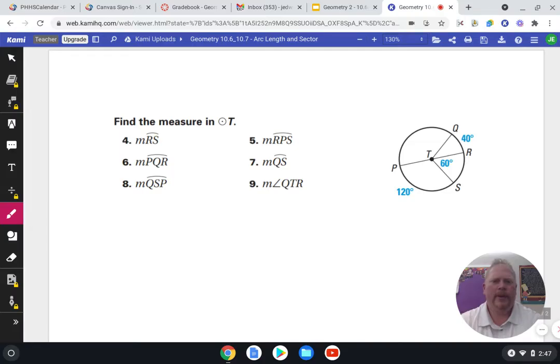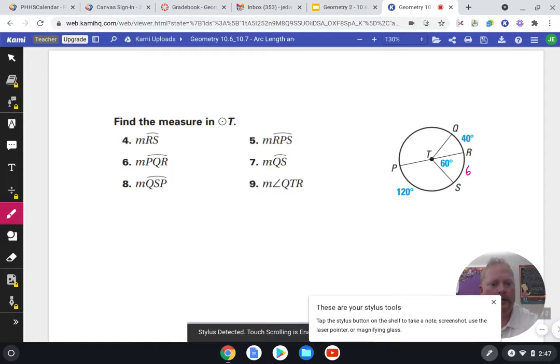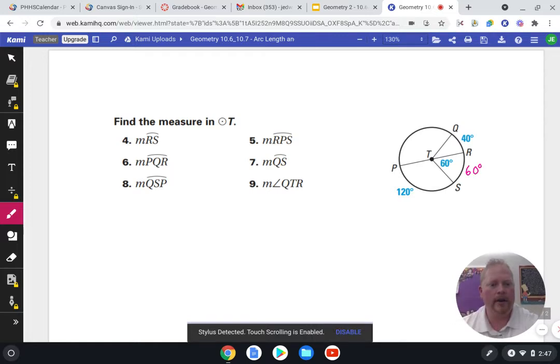Now let's go ahead and use this idea on a couple example problems. So let's use this diagram here to figure out these missing quantities. Question 4 says, what's the measure of arc RS? So from R to S, well, that central angle is 60 degrees, so I know that arc RS is also 60 degrees.